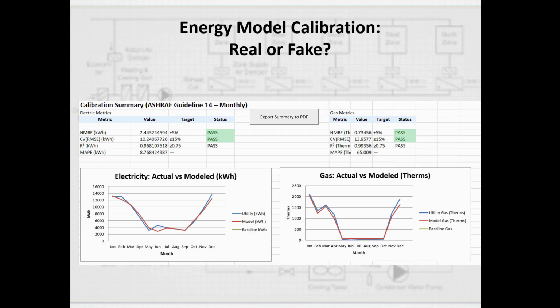Most people would call this a calibrated model. From my experience, most calibrated models are what I would call fake calibrations. And in this case, that's definitely the same scenario going on. This is matching the utility data, but it's definitely fake. And so we're going to cover a few tips on when the model's actually calibrated versus a fake calibration.